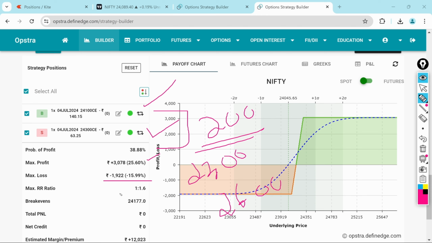But the catch is the break even. The break even over here is 24,177. Whereas in case of the in the money debit spread, what is the break even? It is approximately 24,057. That means the market has to move up only 20 points to get into the profit zone. Whereas in case of the at the money and out of the money debit spread, the market has to expire above 24,177. When is the expiry? That is 4th July. If the market is above 24,177 on 4th July, only then will you be in profit, or else you will be in loss.